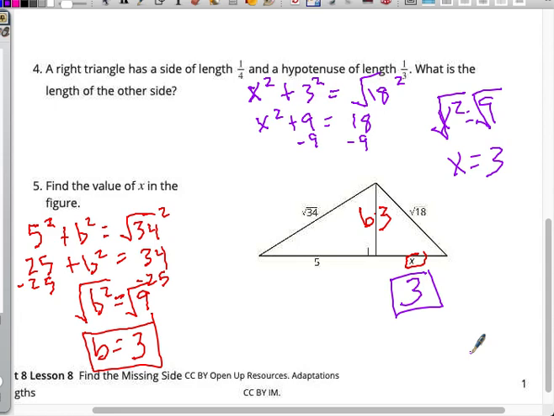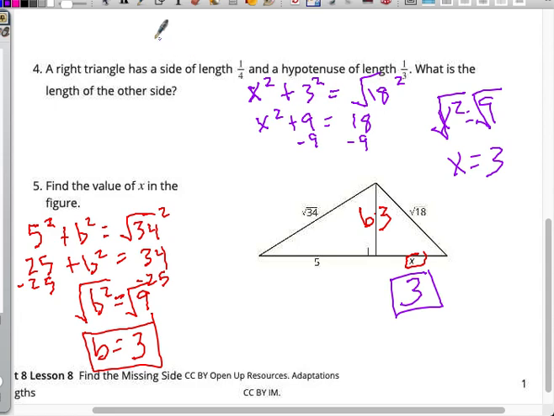I like all of them in this. This kind of math right here is some of my favorite stuff we get to do in pre-algebra. The two missing side lengths were both 3. They were both the same length.